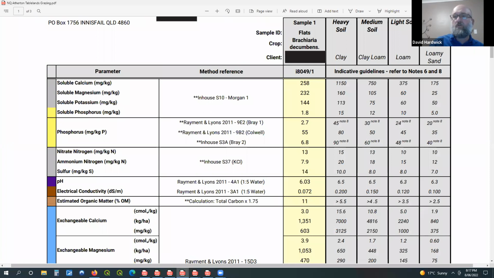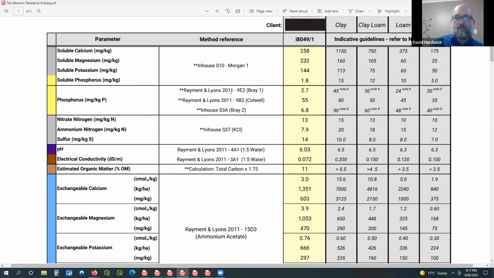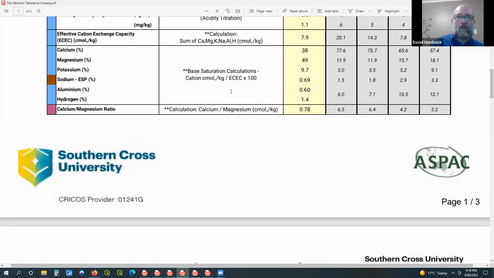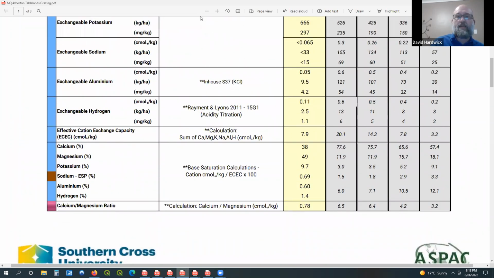So this is a soil in northern Queensland, a grazing paddock from the EAL lab test. And again, I've got to hunt for it, but here it is at the bottom of the first page. They've put it in here, cation exchange capacity, effective cation exchange capacity. And you can see there it's 7.9, so it's a bit bigger. And they're saying a heavy clay soil is usually around 20. Everyone can see that the unit of measurement is C-moles per kilogram.